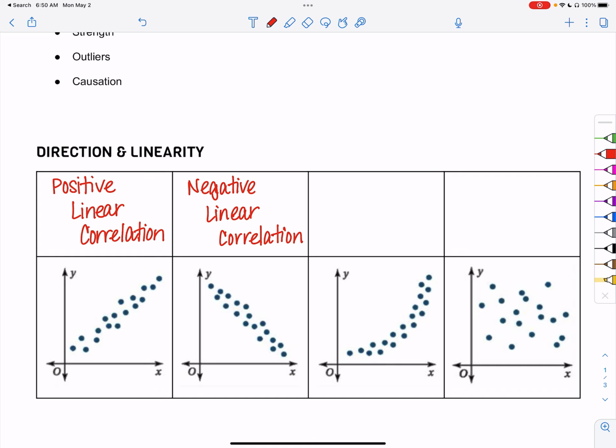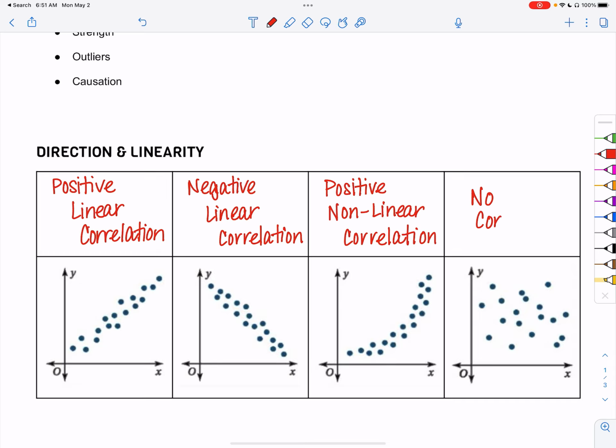If we look at the third scatter plot, this is going to be a positive nonlinear correlation. Linear correlation, linear data sets, they look like a line. If it doesn't look like a straight line to be drawn, then that is what we call a nonlinear correlation. Next, the fourth scatter plot, we can't tell what direction this goes in. Because it looks like it's just random, we consider this no correlation.